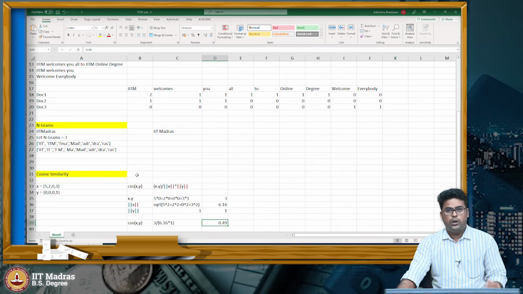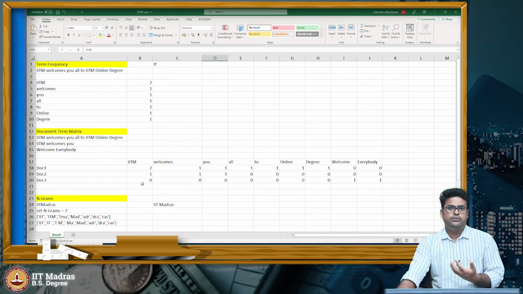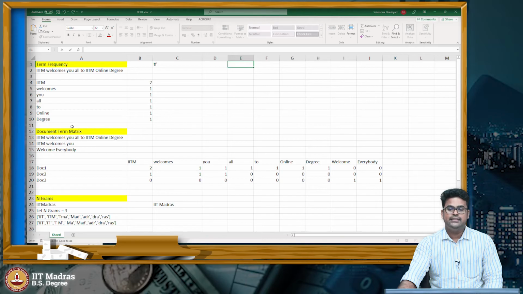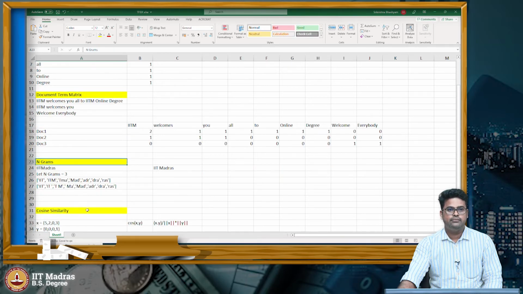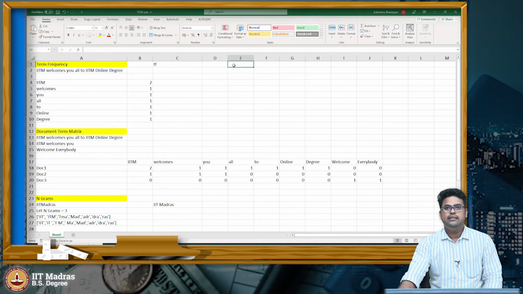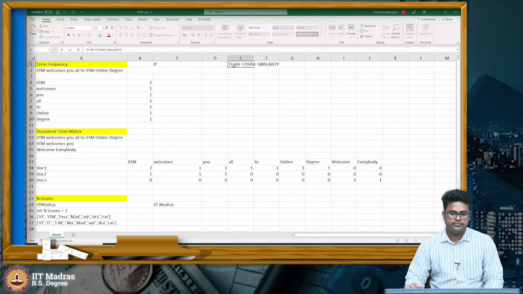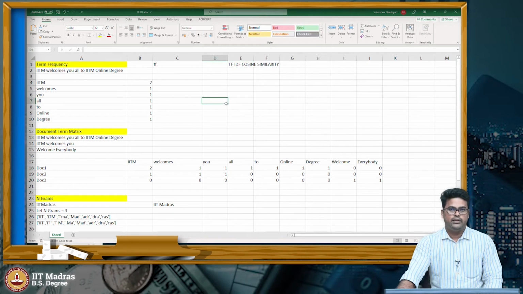Now, the different terms we have worked out are term frequency, document term matrix, n-grams and cosine similarity. These four components, term frequency, document term matrix, n-grams and cosine similarity, are the building blocks which we are going to use in learning TF-IDF cosine similarity. So let's quickly jump into the hands-on exercise using these building blocks.